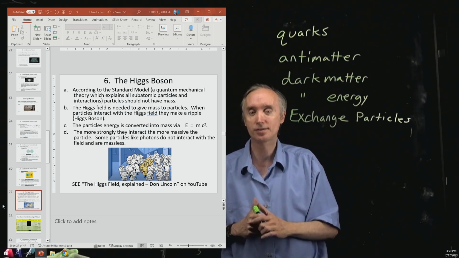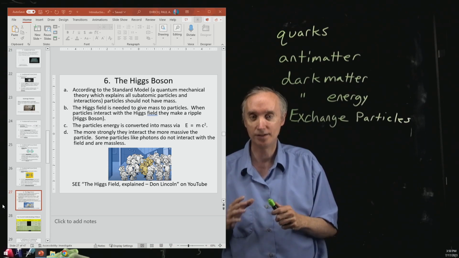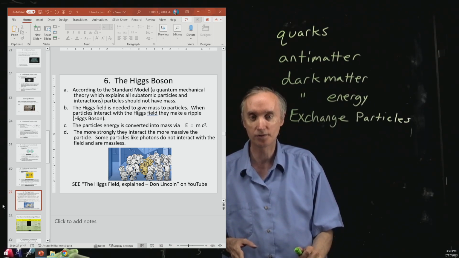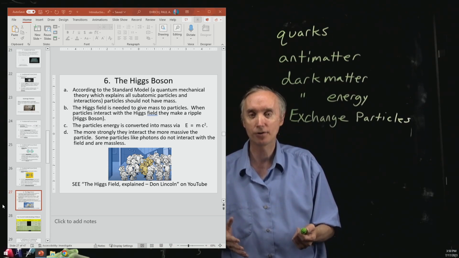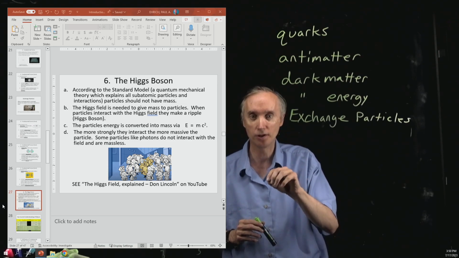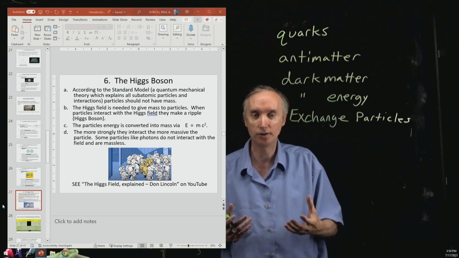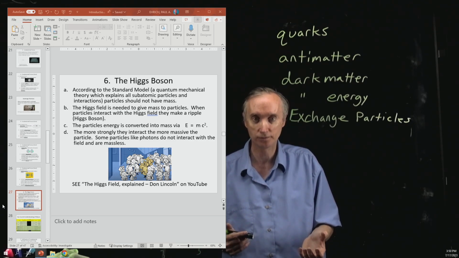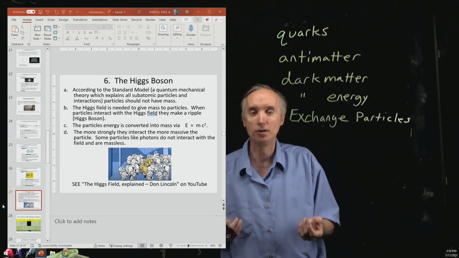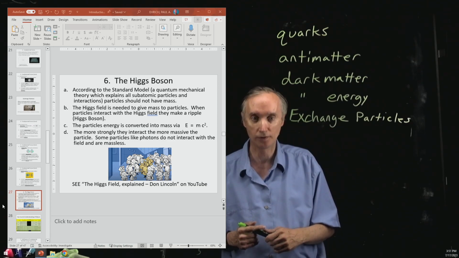Okay, now the next thing that high energy physics people found when they did all their calculations was that matter should not have any mass to it. So according to the Standard Model, and the Standard Model is our current understanding of how nature works, all particles should not have any mass associated with them.